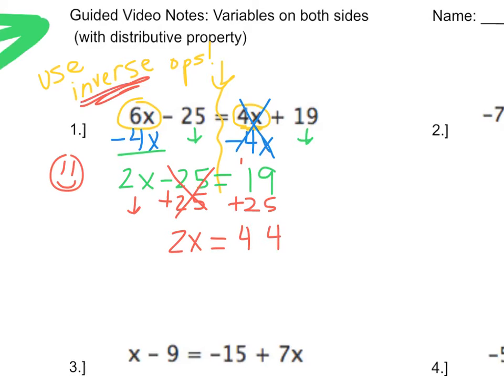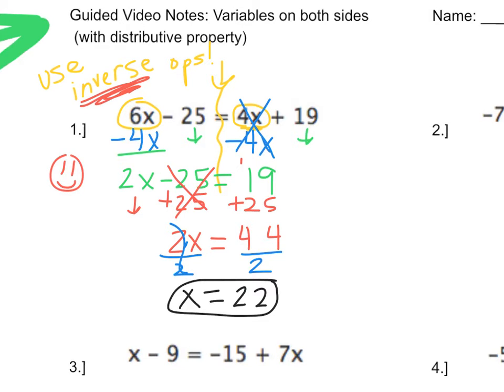And then we continue the use of inverse operations. Remember, a coefficient next to a variable indicates multiplication. And the inverse of multiplication is division. So we would divide both sides by 2 to isolate the variable, or to get the x by itself. And 44 divided by 2 equals 22. Okay, so we use inverse operations, but our first step when we have variables on both sides would be to get our variables together.